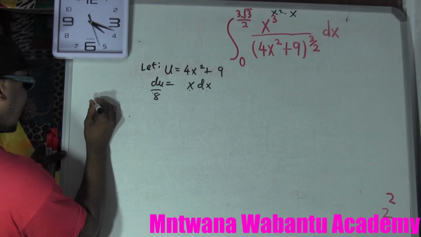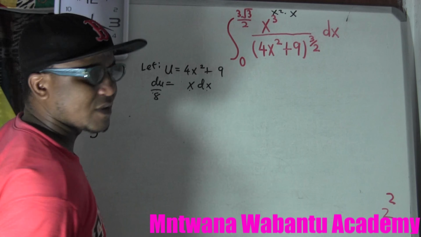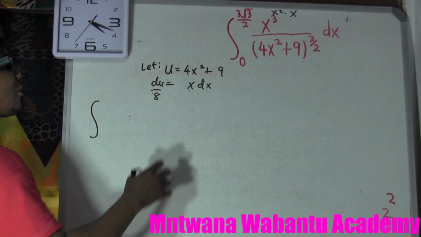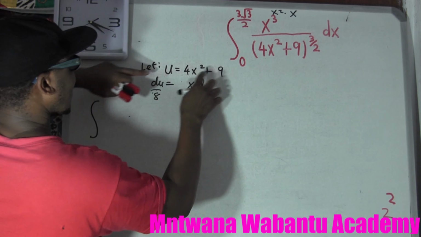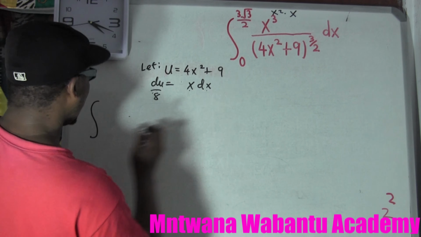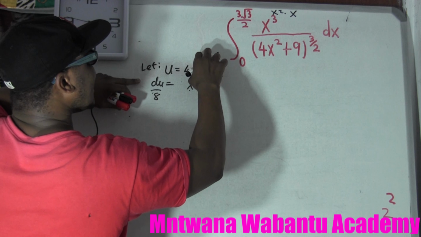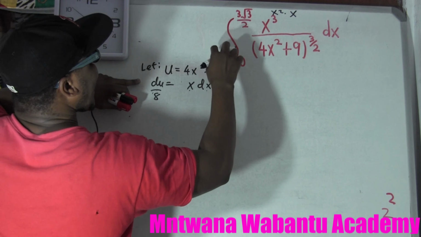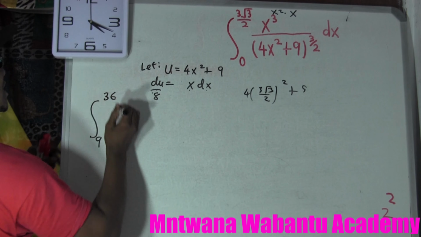So I'm going to say integral. The limit is not going to be 0 and 3 square root of 3 over 2, because this is a limit for x. We have to change this limit to u, because now we're dealing with u. If I plug 0 in for x, u equals 9. So it's going to become 9. And when you plug all of this in here, it's going to give you 36: 4 times (3 square root of 3 over 2) squared plus 9. Plug in the calculator, it's going to give you 36.